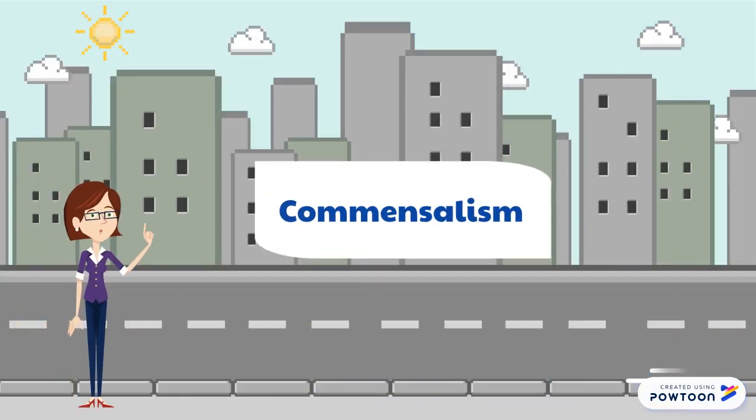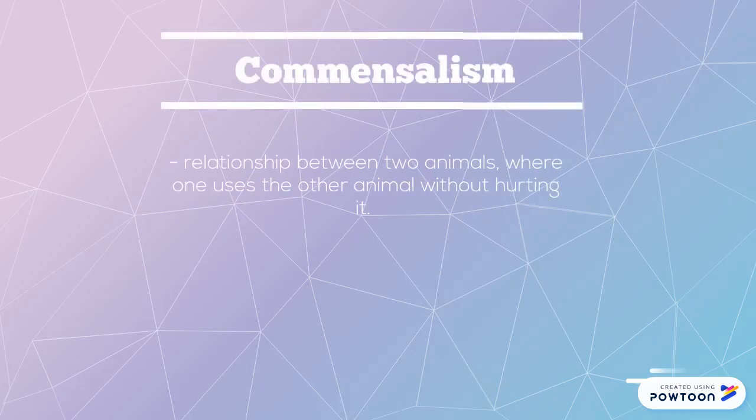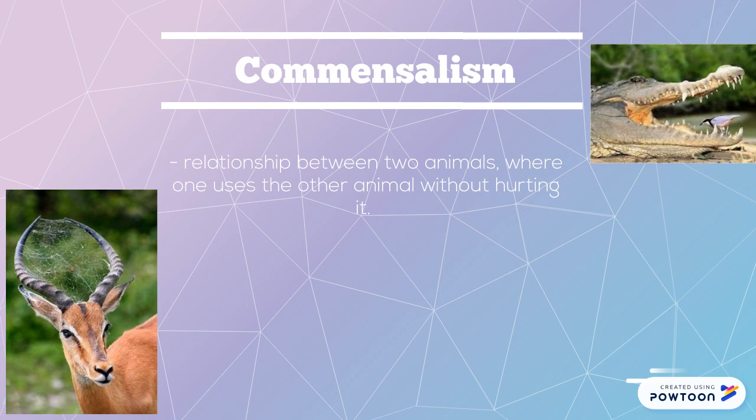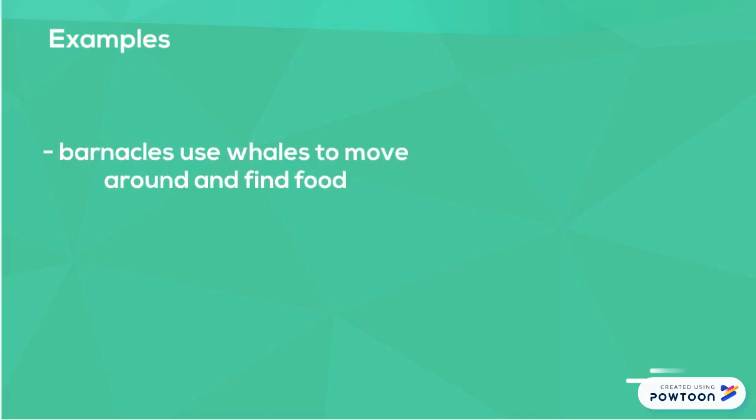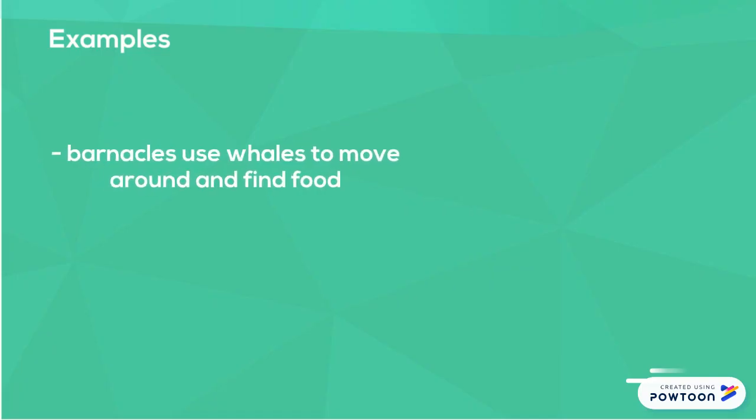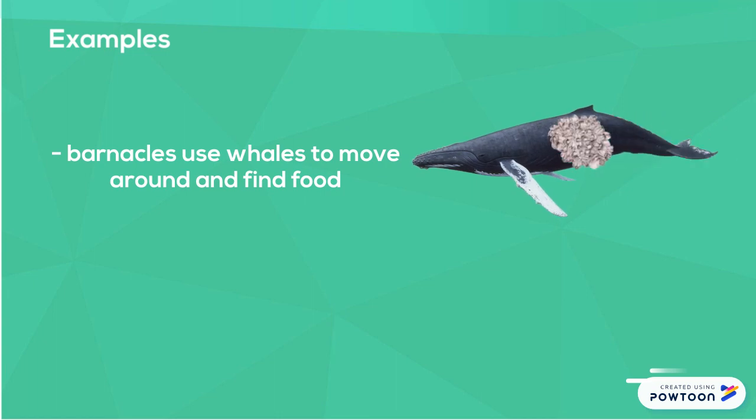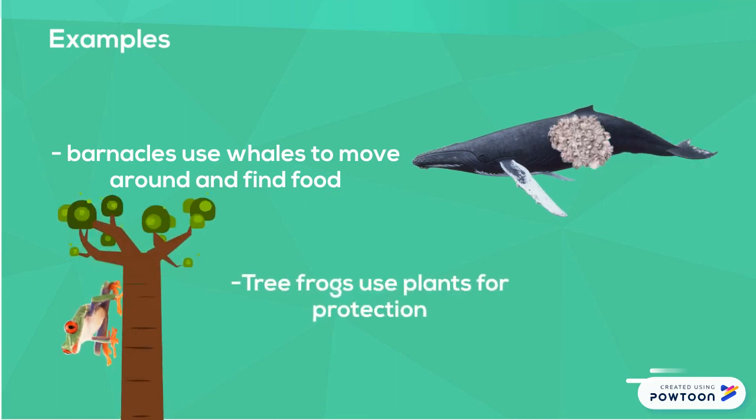Hi kids, today we will learn about communalism. Communalism is a relationship between two animals where one animal uses the other animal for moving around, for searching for food, and for shelter. Some examples are how barnacles use whales to move around and find food. Tree frogs use plants for protection.